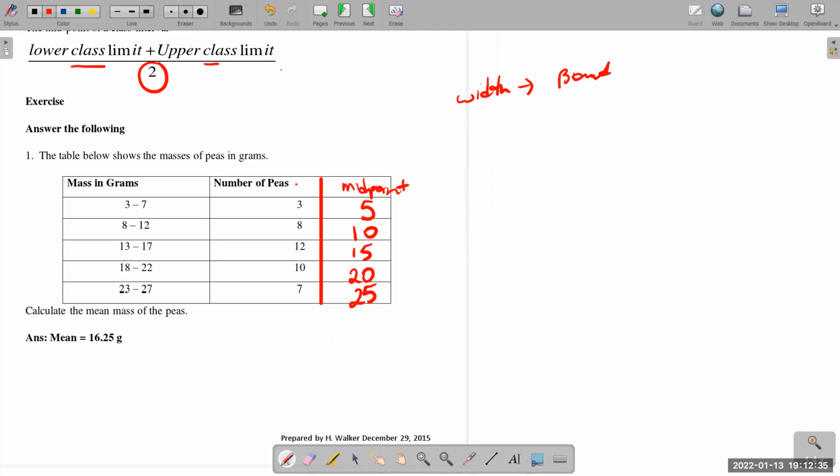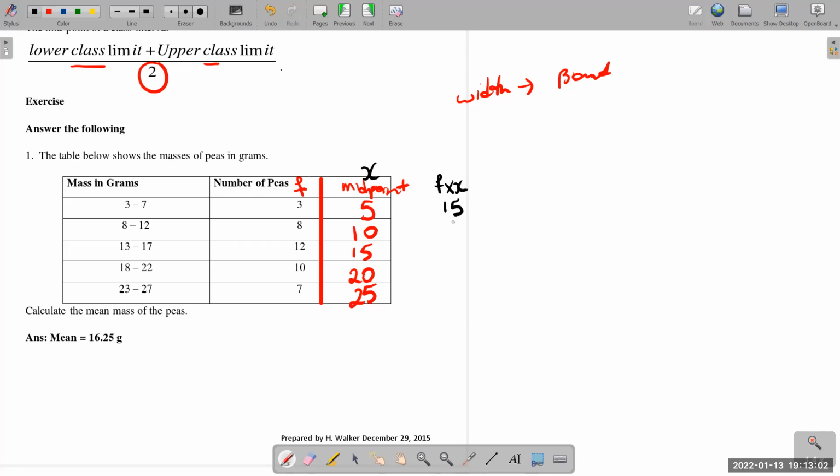This number here would represent our frequency, because what does this say? Number of P's. So that means 3 P's is between 3 and 7 grams. So our next step is to do what, guys? Our next step is to multiply. So when we multiply, let's call this F times X again, because X would be our midpoint. We use X to represent our midpoint. 3 times 5 is 15.